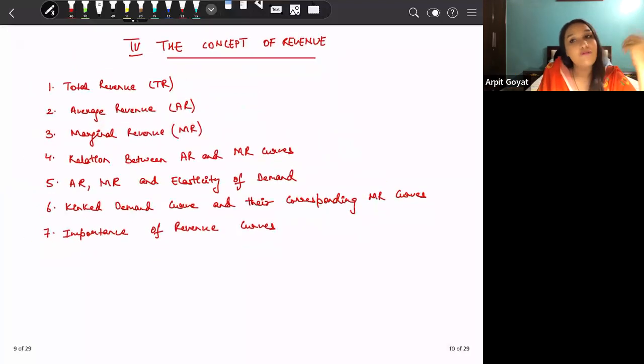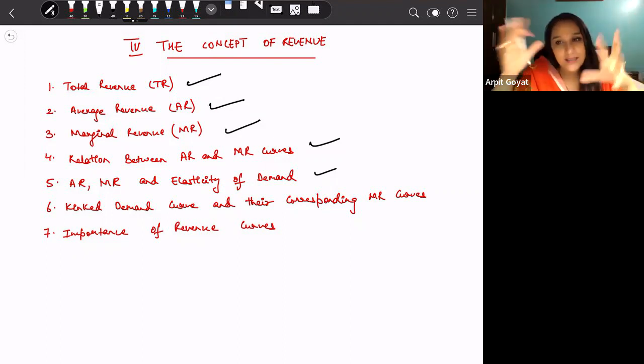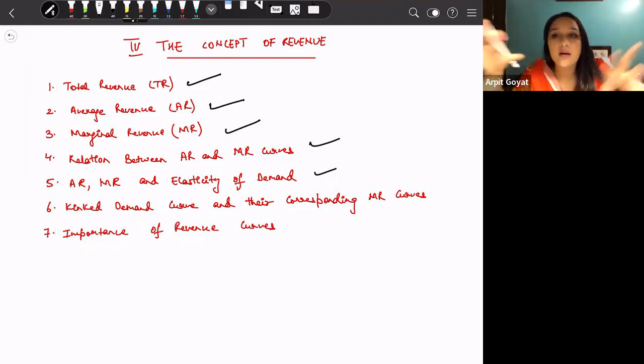Next is the concept of revenue. So here we will discuss total revenue, average revenue, marginal revenue. What are the relationship between average revenue and marginal revenue? What is the relationship between average revenue, marginal revenue, and elasticity of demand? See, the elasticity of demand that we'll do in the consumer demand theory, that is with the aspect of price, equilibrium price. यहाँ पे हम जो derive करेंगे, revenue को use करके derive करेंगे. So you can get a question wherein the relationship between AR and MR is given.